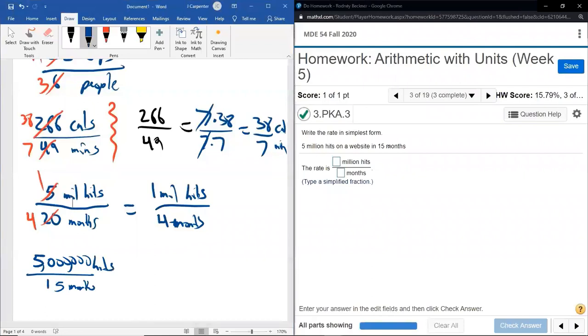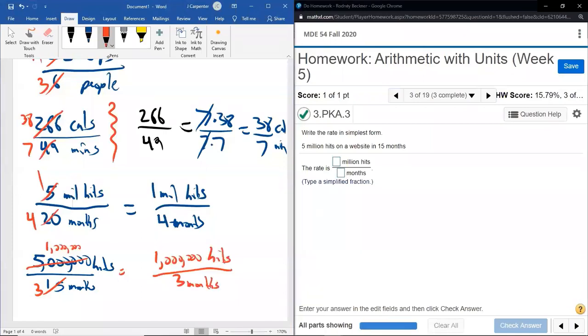I write the number in millions instead of the word millions of hits, and then the 15 months. Oh, well, 5 still goes into both of these. That's kind of cool. So that's 3 now. And then this 5 million is going to become 1 million. So the answer would be 1 million hits over 3 months. So every 3 months we were getting 1 million hits.